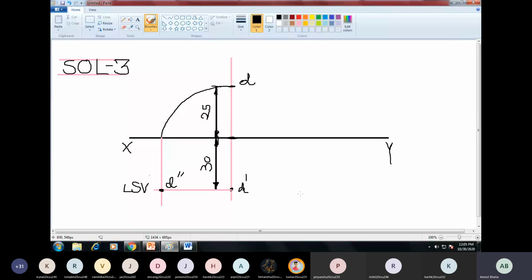You understood the question? Yes, sir. Right. Shall we cover solution number 4? Sir, do we have to mention the distances of the side view point? No. We need not mention the distance of side view because this line is 25. So if someone views it, he'll clearly understand that this is placed at a distance of 25 only, right? Okay, sir.